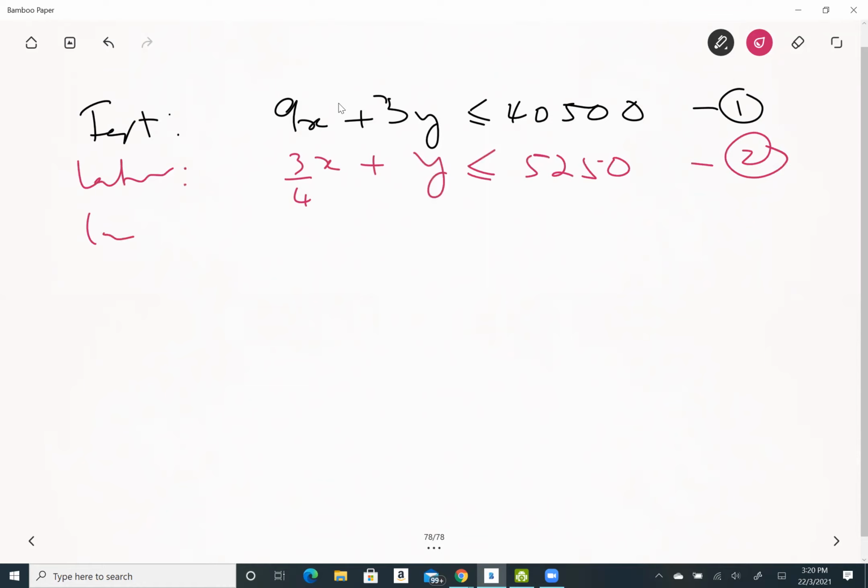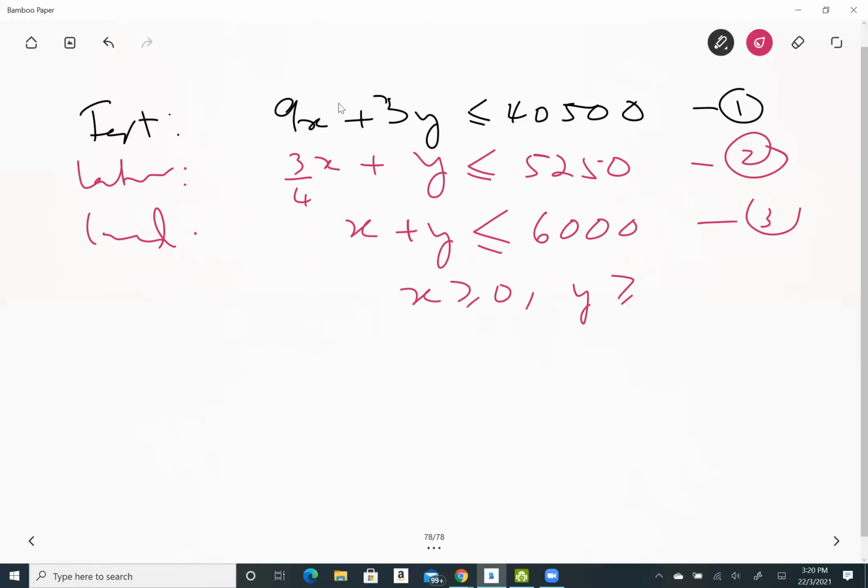Okay, and then on the land, what I have is x plus y. The area that you grow soybean and corn must not exceed 6,000 acres. So that is our number three. And of course, x bigger or equal to 0, y bigger or equal to 0.